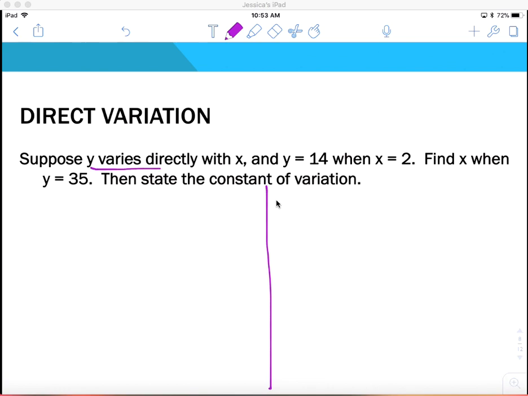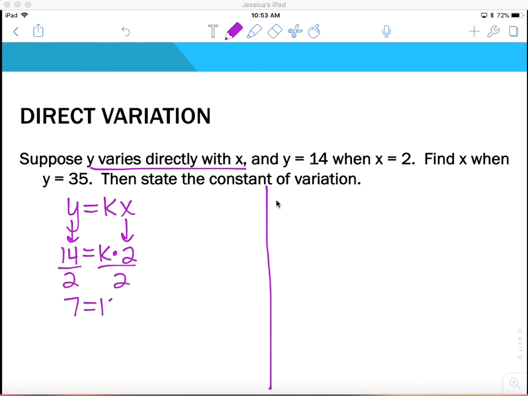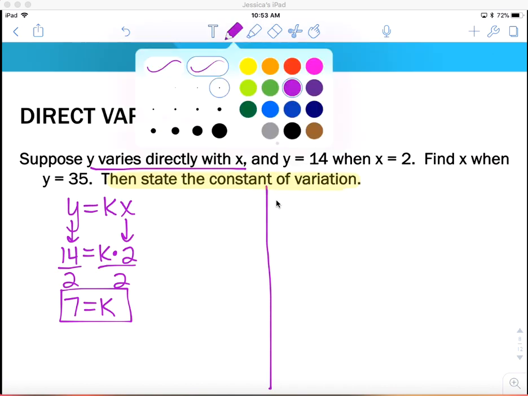When it says y varies directly with x, that means y equals k times x. There's our formula. Then it says when y is 14, x is 2. I can plug in that information and solve for my constant, solve for k. The opposite of multiplying by 2 is to divide by 2. So I just found that my constant of variation is k. That answers the second part of the problem. But I still have one more thing that I need to find.